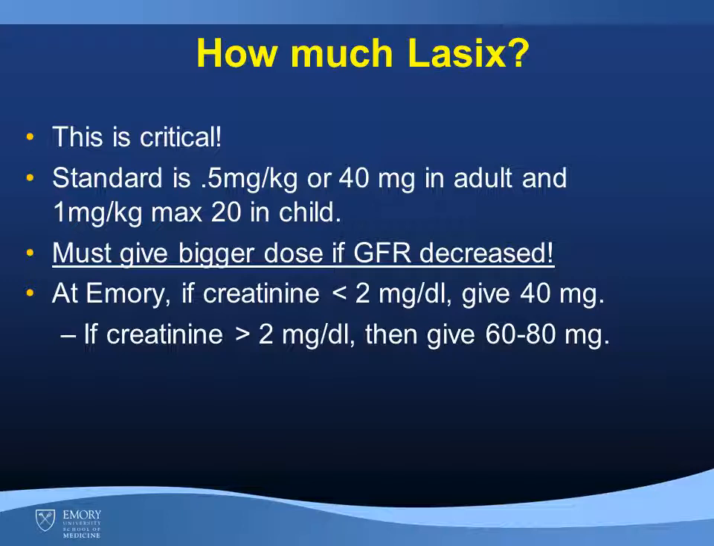How much Lasix should be given? This is critical. The standard dose is 0.5 milligrams per kilogram or 40 milligrams in an adult, and 1 milligram per kilogram with a max of 20 milligrams in a child. Remember, one must give a bigger dose if the GFR is decreased. At Emory, if the creatinine is less than 2, we give 40 milligrams, and if the creatinine is greater than 2, then we give 60 to 80 milligrams. One can argue if the creatinine is abnormal at all, one should give 80 milligrams. But remember, in a typical adult, you want to give a minimum of 40 milligrams.